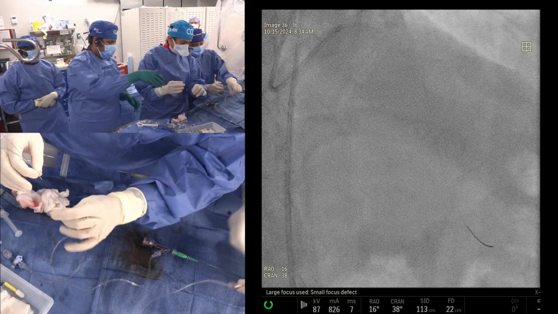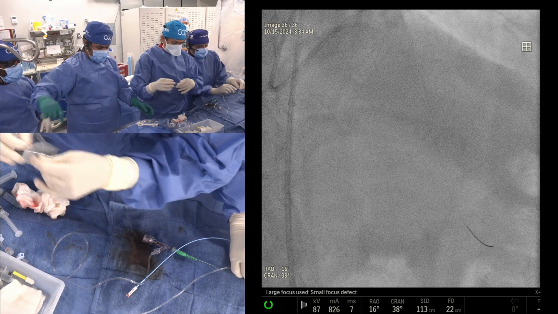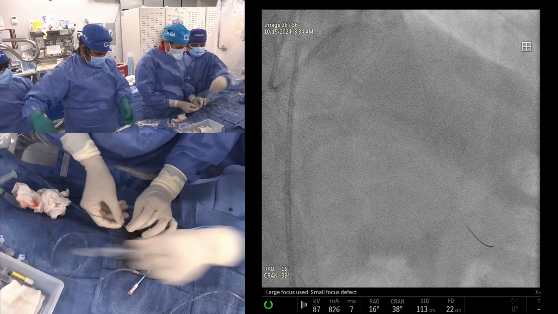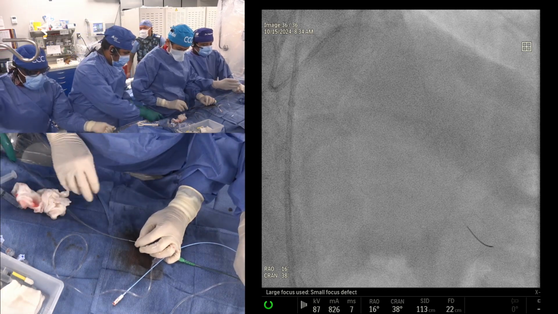Okay, we're going with IVUS. Sure. No, take the picture first. We are not taking the picture after dilatation. We're trying to say how you can save dye. How do you save dye and how do you save radiation?